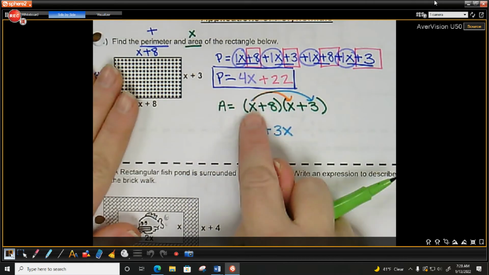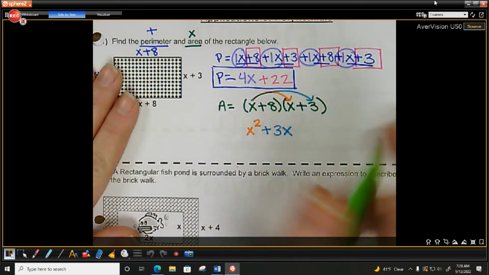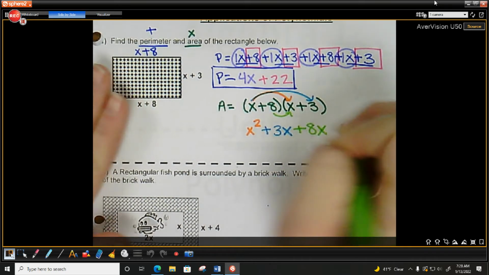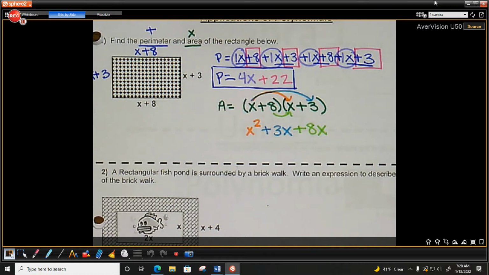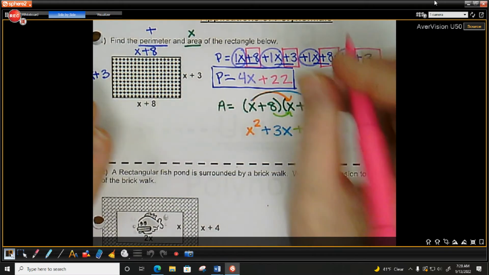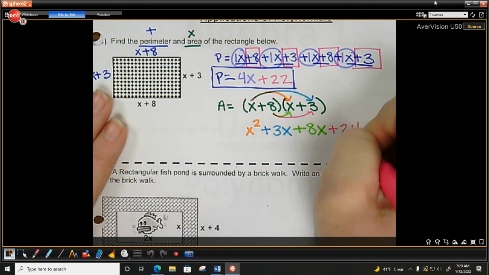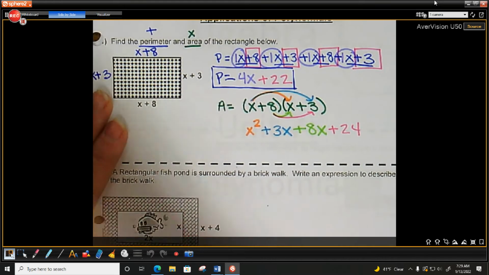Am I done distributing my x? Yep. What's 8 times x? And then last but not least, 8 times 3 is, what'd you say? 24. Good job. Drop down your a equals.